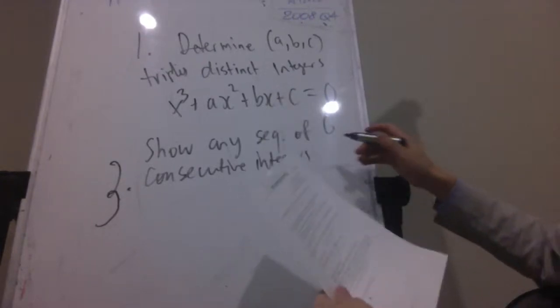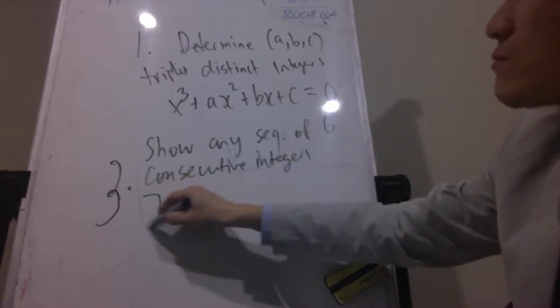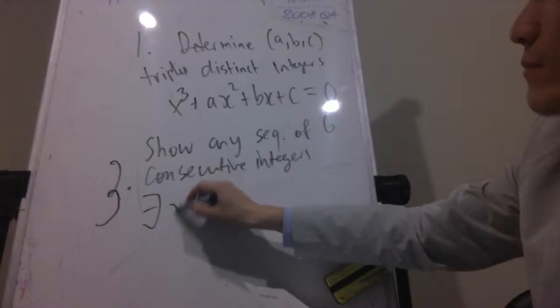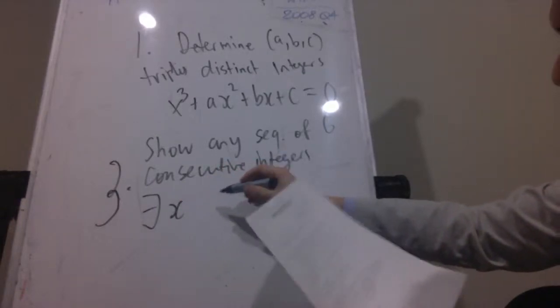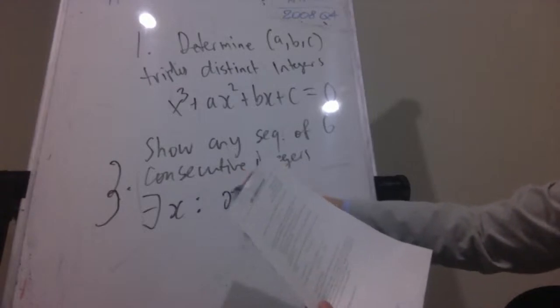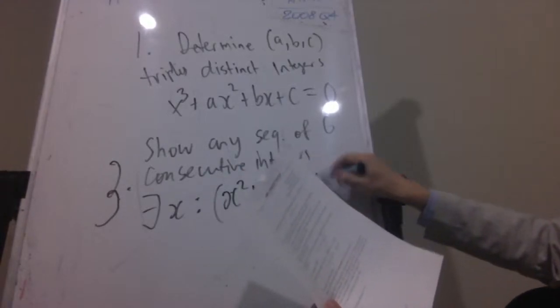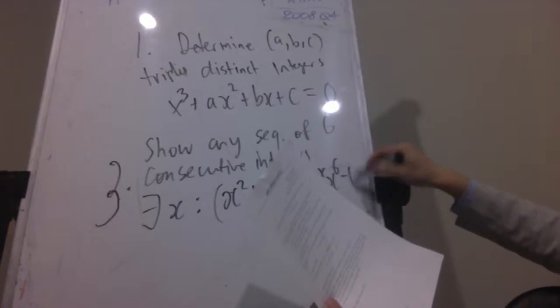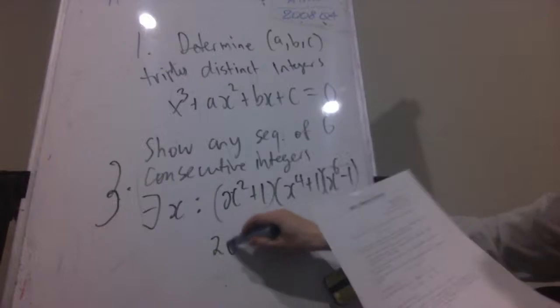For any sequence of 6 consecutive integers, there is at least one integer x in the sequence such that x squared plus 1, x to the 4th plus 1, x to the 6th minus 1 is divisible by 2016. Yeah?